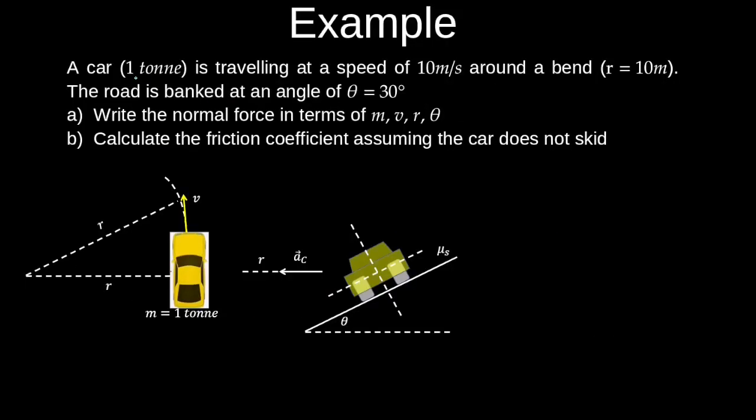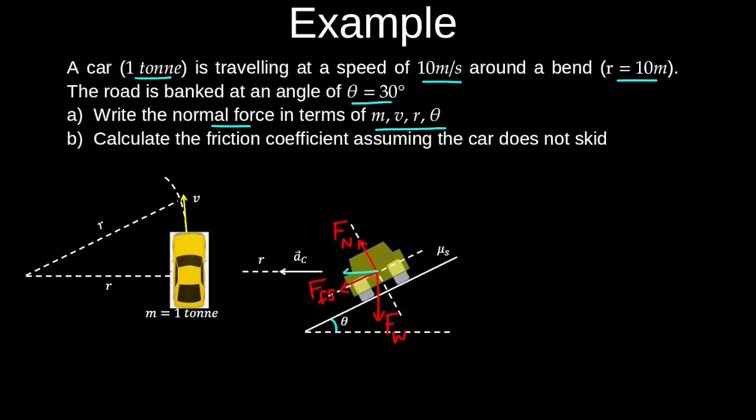A car is travelling at a speed of 10 meters per second around a bend, and the road is banked at an angle of 30 degrees. And we're asked to write the normal force in terms of these variables. Well, taking a free body of the car and drawing all the forces acting on it, and I've drawn them through the centre of mass of the car for easier visualization. But we know that the contact forces act at the tyres.